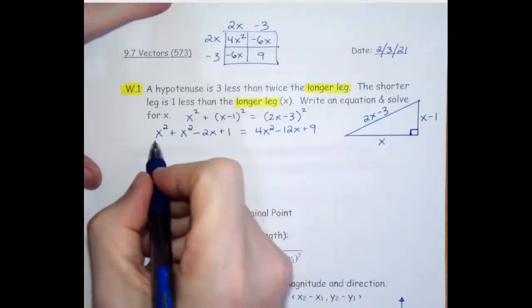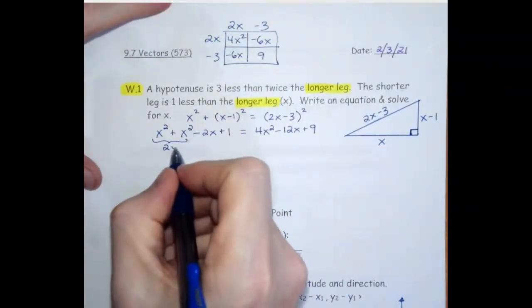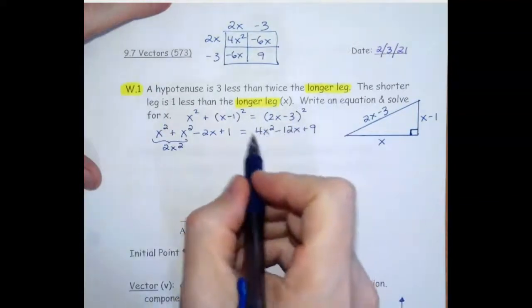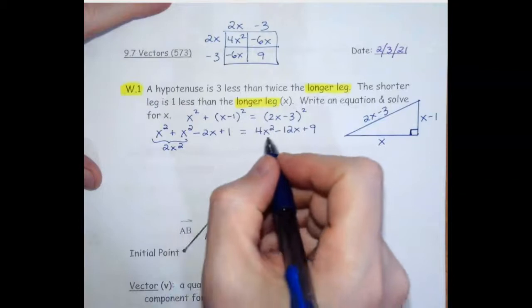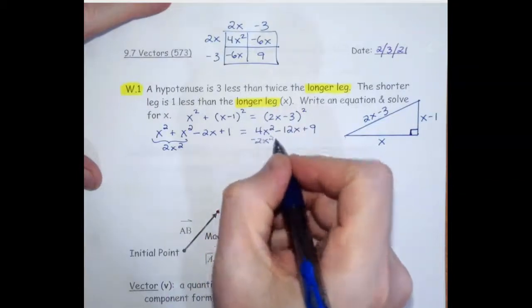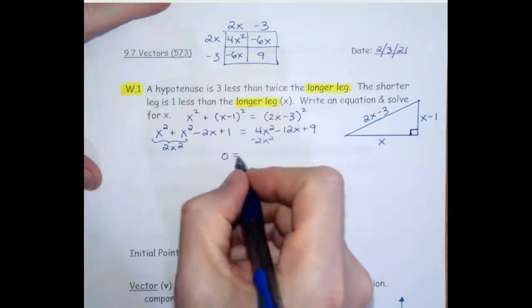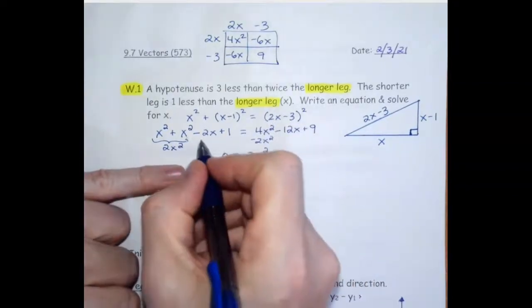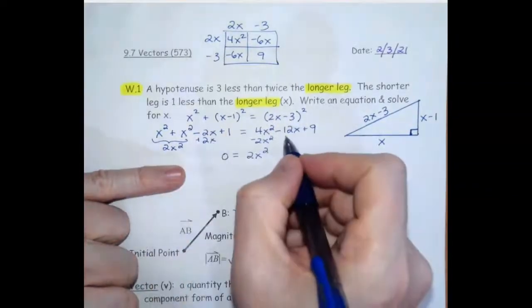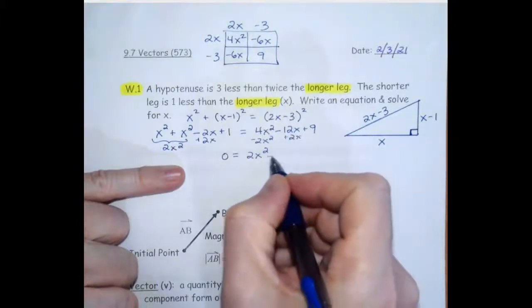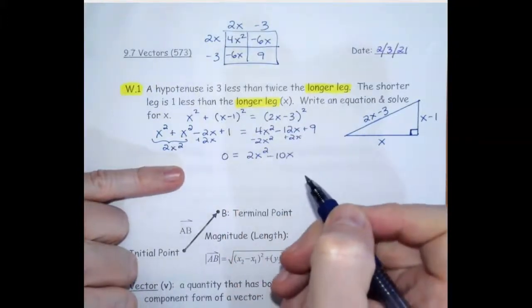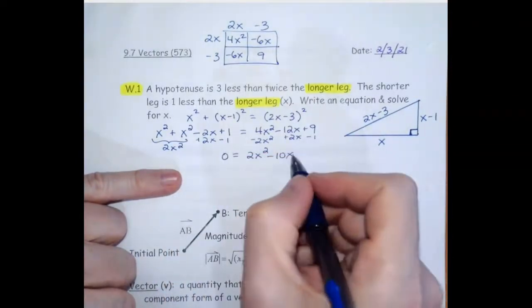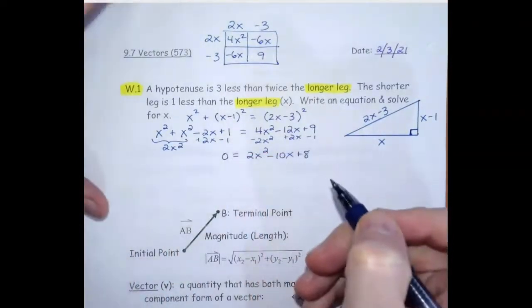Now, this is 2x squared over here. So we're going to move this stuff over here to keep our a term positive. So we're going to subtract 2x squared from both sides. So eventually this is going to be 0. This is going to be 2x squared. Now we're going to add 2x to both sides here, so it's going to be negative 10x. And then finally we're going to subtract 1, so that'll be plus 8.